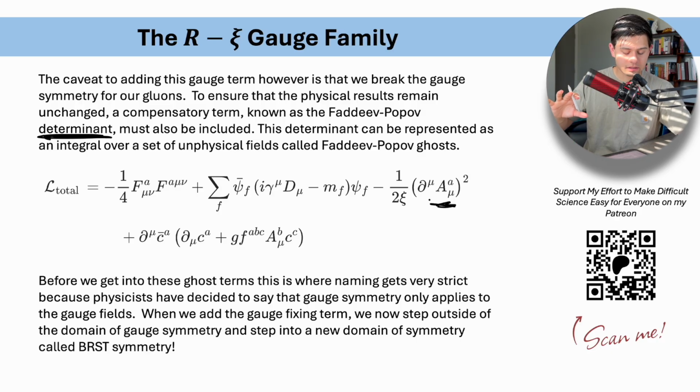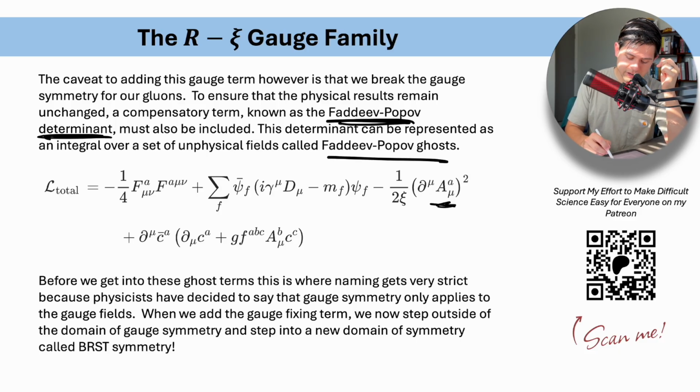We haven't touched actions yet. We're going to, but that's one of the ways we get rid of this divergence when we add the ghost terms, which ultimately lead to adding that determinant as well. But we'll talk about that in later videos. And so this determinant can be represented as an integral over a set of unphysical fields called Faddeev-Popov ghost fields. Right, so we have the Faddeev-Popov determinant, we have the Faddeev-Popov ghosts, and these are those fields, these C fields.